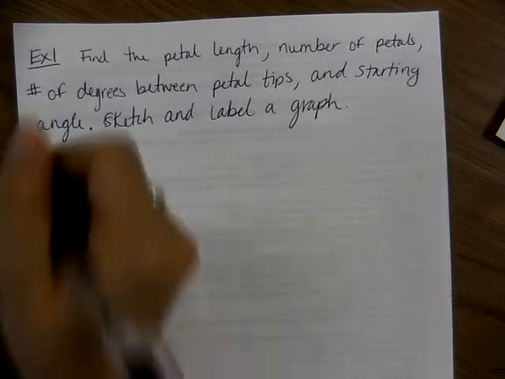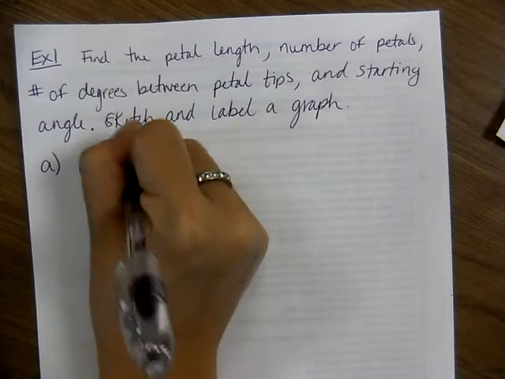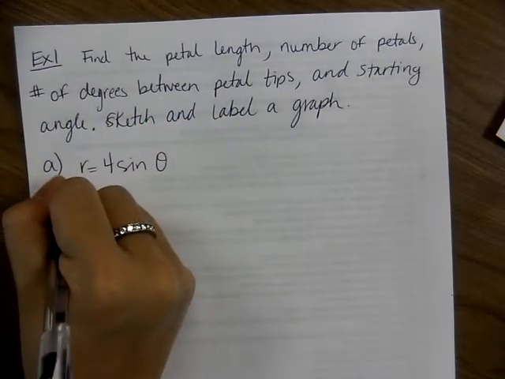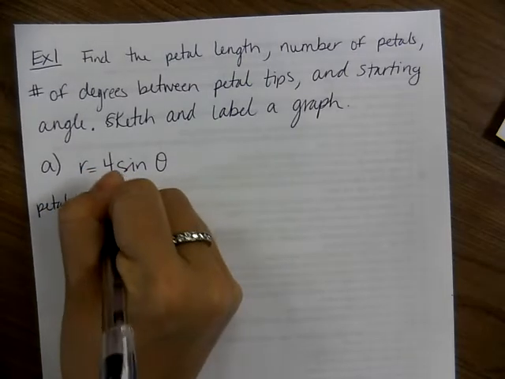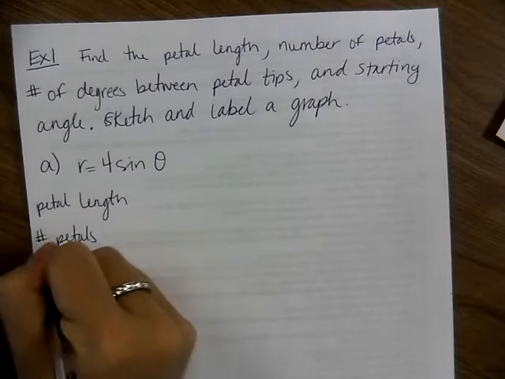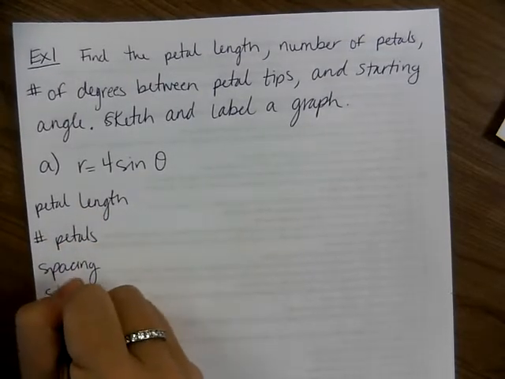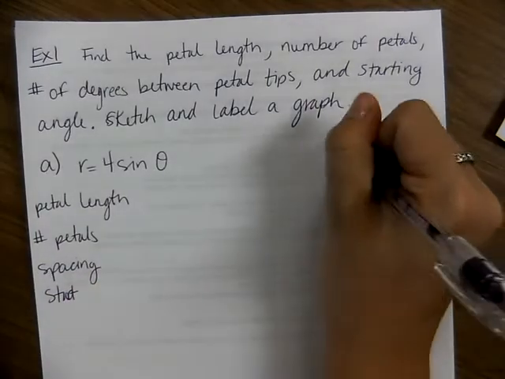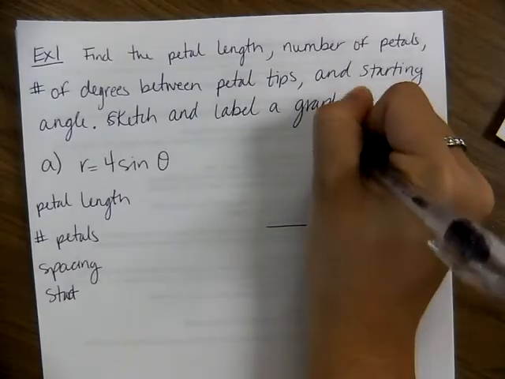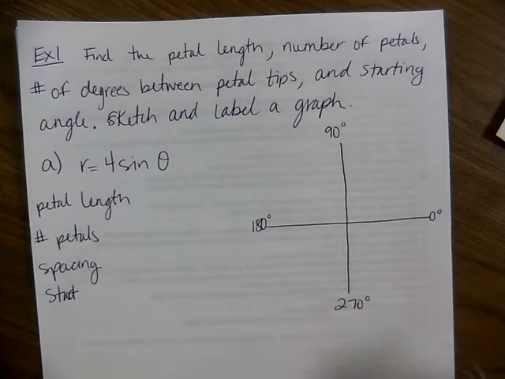So we're just going to start out. We'll call this A. R equals 4 sine of theta. Each time we're going to find the petal length, the number of petals, the spacing, and the start. And for our graph, we're just going to draw in our compass points: 0, 90, 180, and 270.